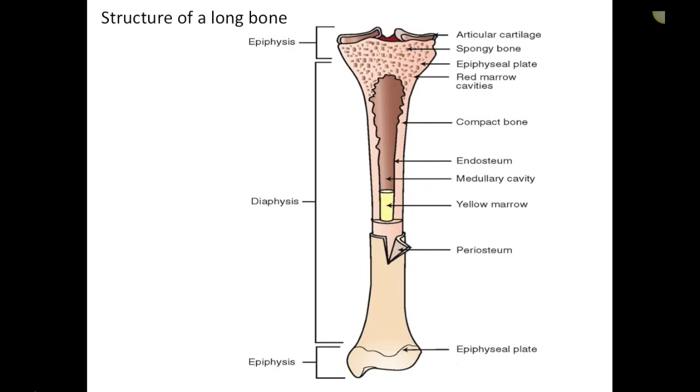So the spongy bone, like I said, is also called the cancellous bone, and it looks like a sponge. That's why it's called spongy bone as well as cancellous, and it's made up of tiny, tiny little spicules of bone.